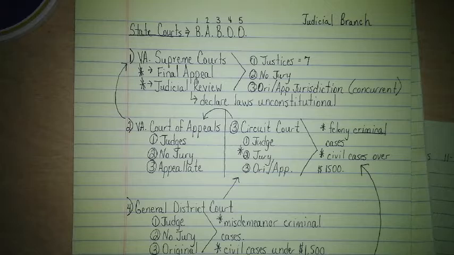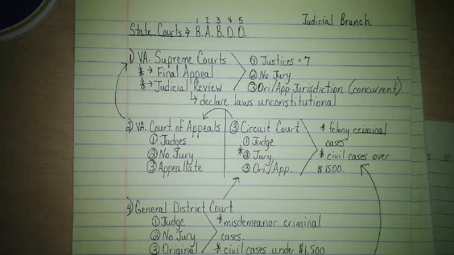Okay? So, the Virginia Supreme Court is made up of justices. Obviously, there is no jury. Now, I told you a minute ago, how many of these state courts have justices in them? 1. If this is the only one, 2, 3, 4, and 5 have to have what? Judges. So far, so good? All right. No jury. And then what type of jurisdiction does this Virginia Supreme Court have?